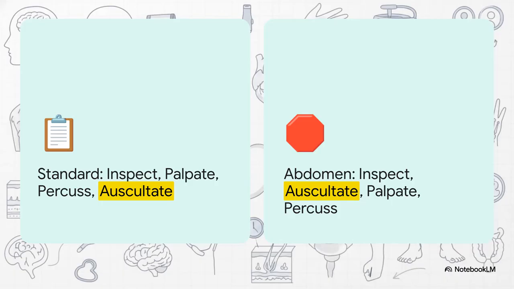But as with everything in medicine, we immediately run into a critical exception. For the abdomen, that standard rule goes completely out the window. Here, auscultation has to come before palpation and percussion. And you might be wondering, why? Well, because if we press and tap on a patient's abdomen first, we're going to artificially stimulate their bowels. That completely changes the natural sounds we're trying to accurately assess. So remember, for the belly, it's look, listen, and then feel.